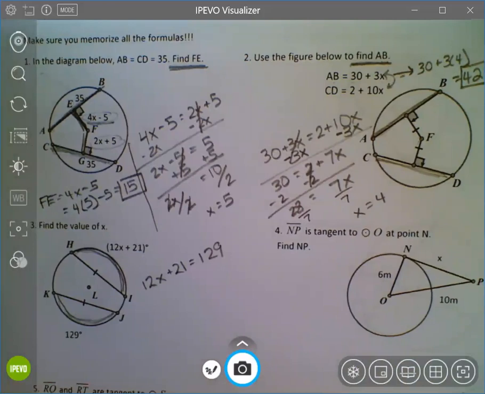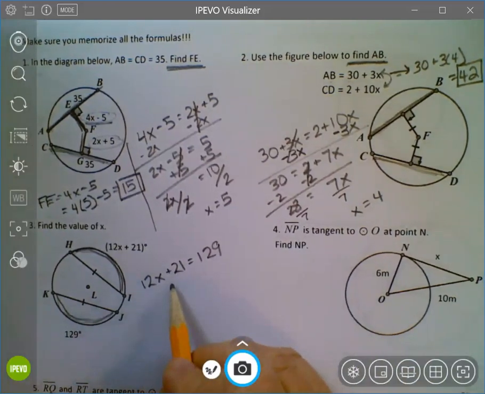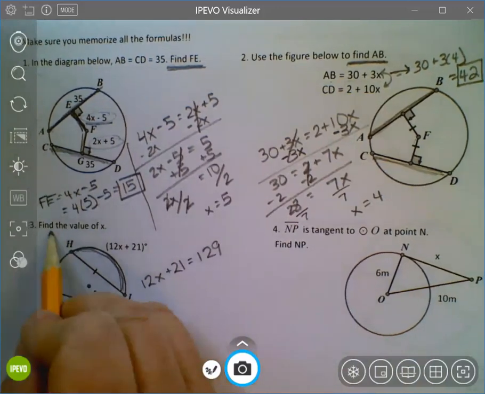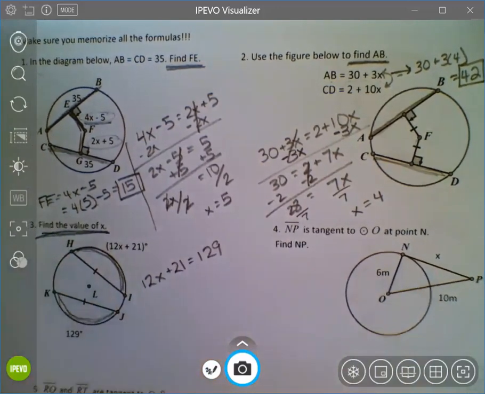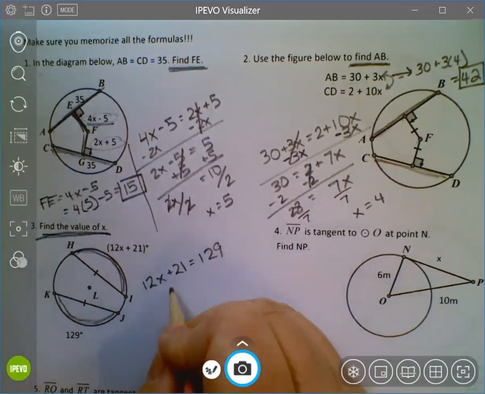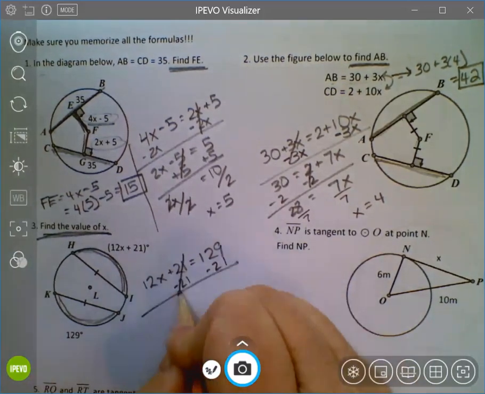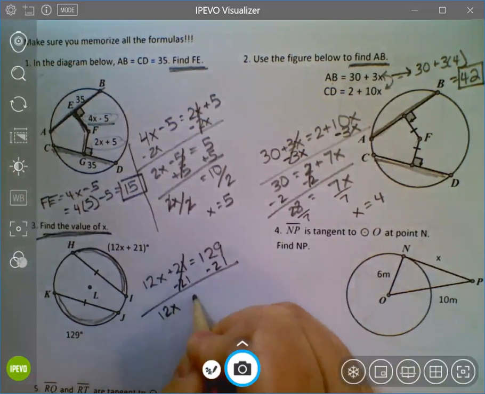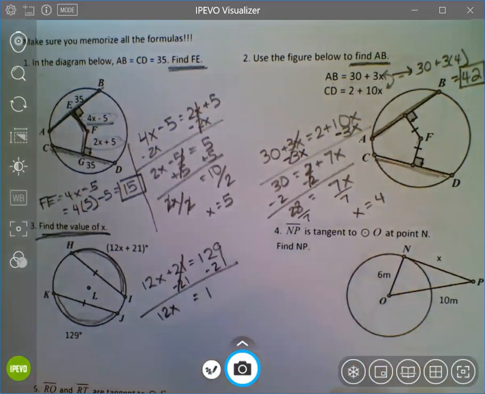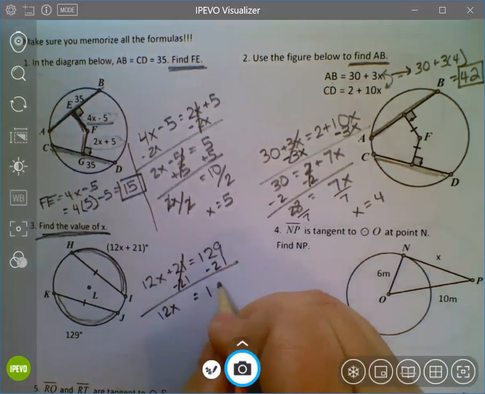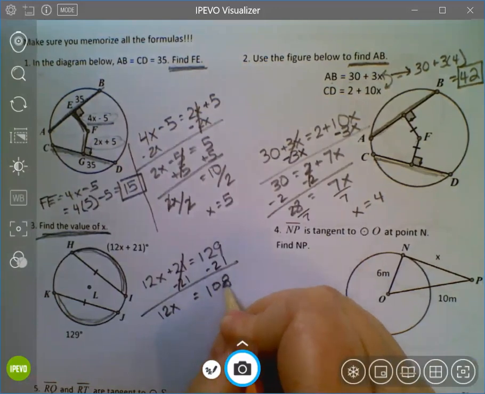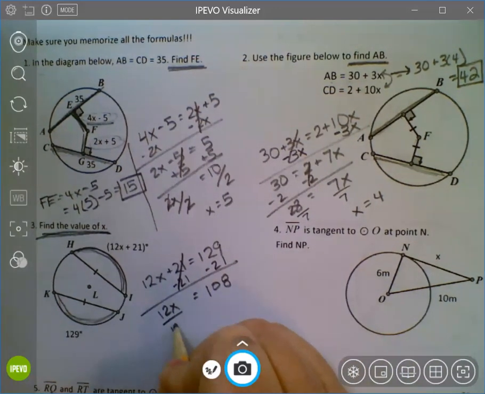All right, and for the last one on this video, we have 12x plus 21 equals 129. This one is just telling us to find x. Once we solve, we're done. All right, so first we're going to subtract our 21. That gives me 12x equals 108, since 129 minus 21 is 108. I need to divide by 12.